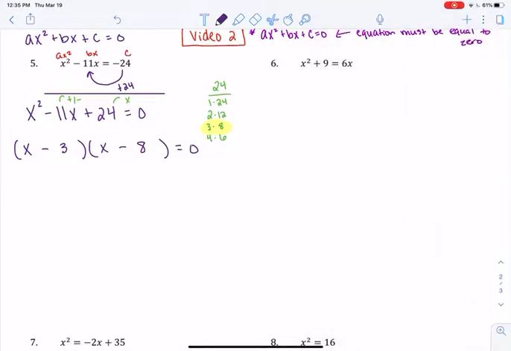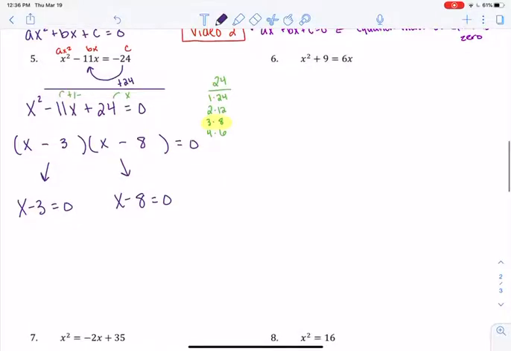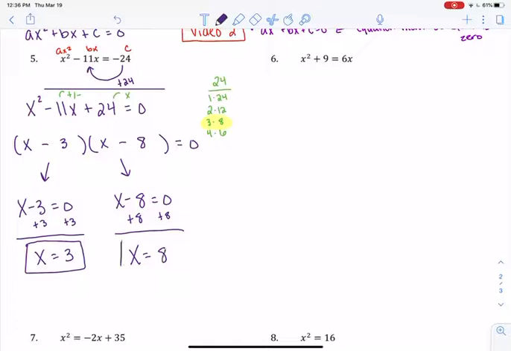So this is normally where we left off before this learning target, but now because we've learned about the zero product property, we're going to split them up and set them each equal to 0 so we can find our solutions. I'm going to add 3 on each side to get x by itself. So x is equal to positive 3. And here I'll add 8 on each side. So x is equal to positive 8. And we have completed number 5. So let's move on to number 6.